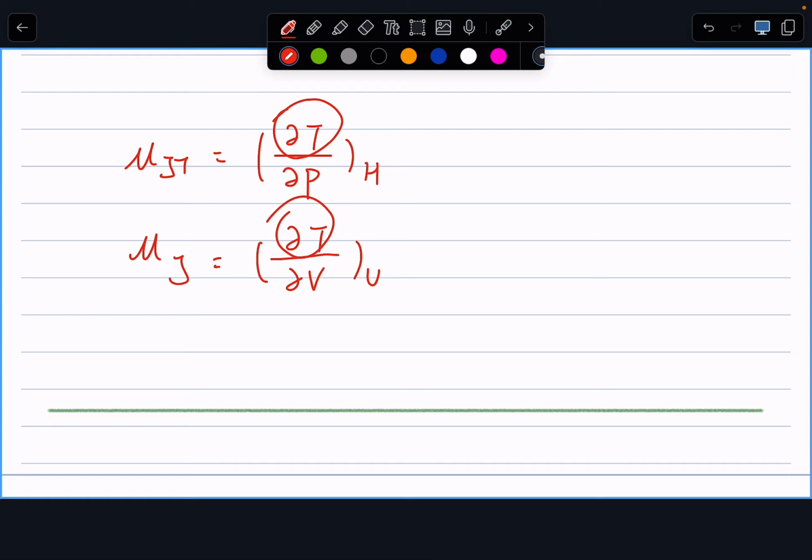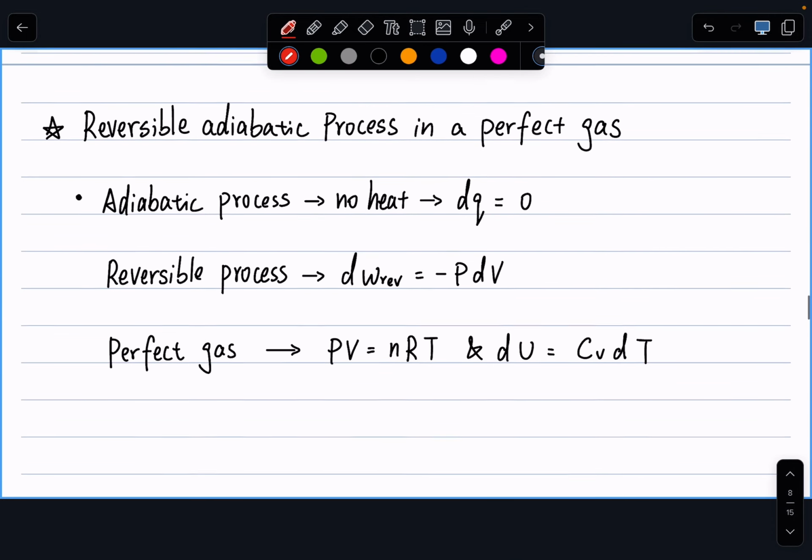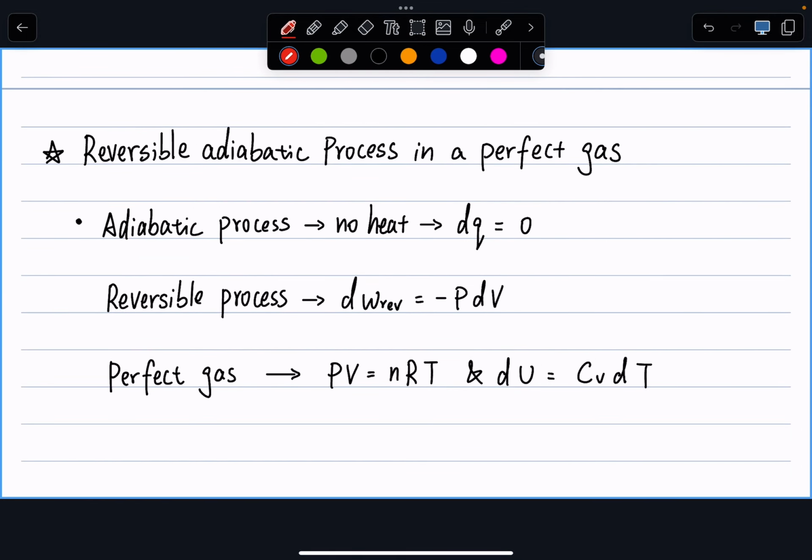But in reality, we don't have ideal gases. That's why these experiments are still very useful. Hope I didn't confuse anyone by saying that, but we'll revisit that later on. Now, thinking about the process of a reversible adiabatic process of an ideal gas or perfect gas, the goal here is to write out an expression of temperature and volume for a reversible adiabatic process.